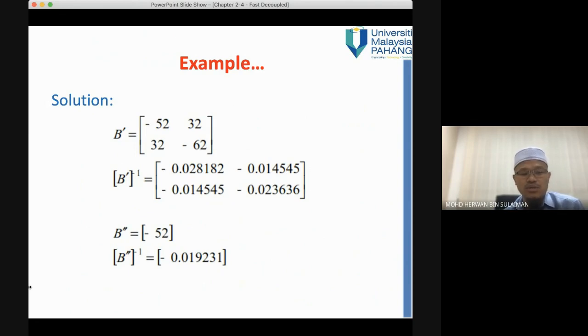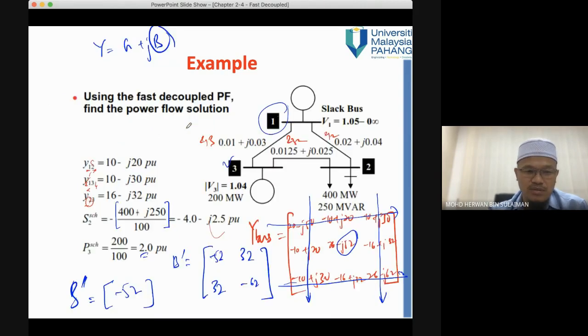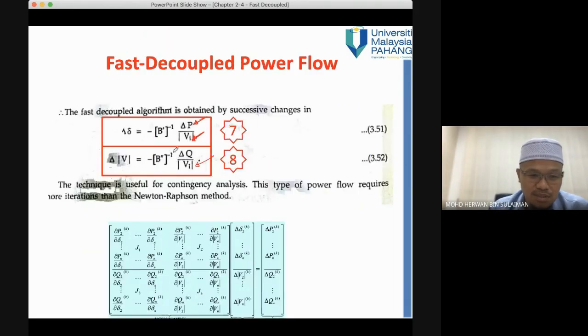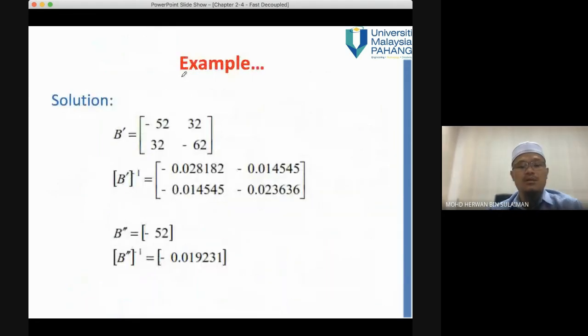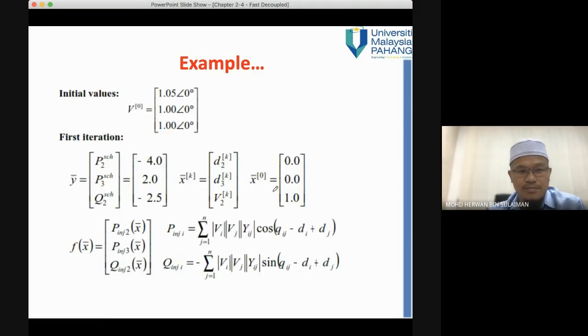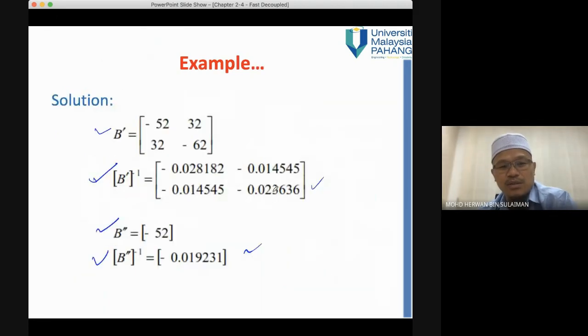Kemudian inverse terus. Guna calculator. Use your calculator. You inversekan ni sebab kita nak guna negatif kan. Ni inversion. Okay. So you cari B prime, cari B double prime. Inversekan B prime, cari B double prime, inversekan. Yang ni 1 bagi 52 lah. So dapat negatif 0.09231. So you dapat this value untuk B prime dan B double prime. So next, yang ini nak tak nak you kena pakai lah.